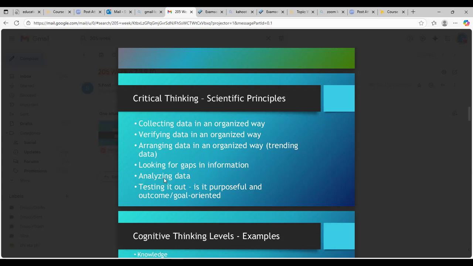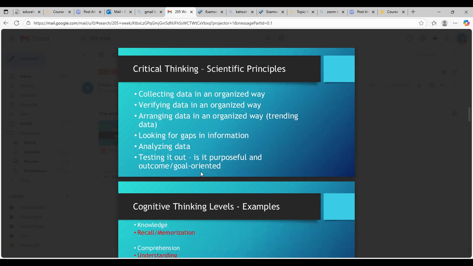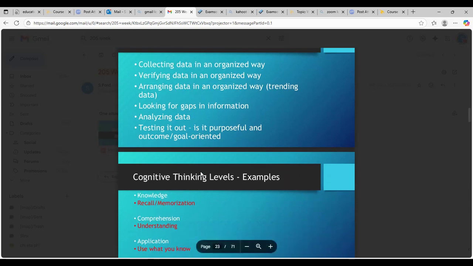Once all that's done, we analyze it and then we test it out. Is it purposeful and outcome or goal oriented? So we do need to know these steps. First, we have to collect the information before we move forward with the other steps.